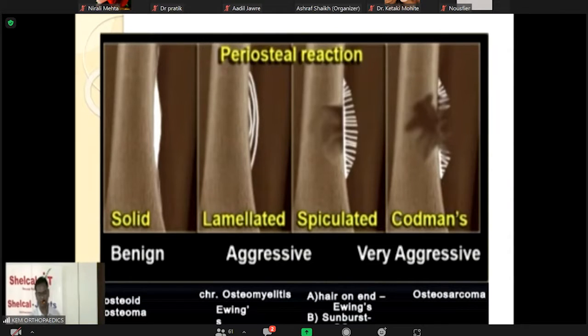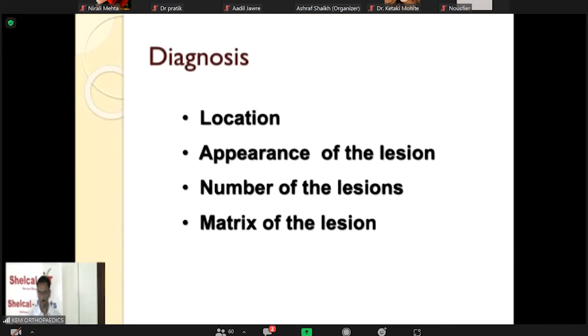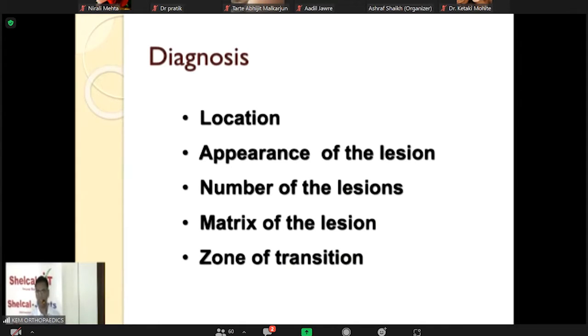Periosteal reaction, again, different types: solid, lamellated, spiculated, Codman's triangle, commonly seen in very, very aggressive types of lesion. So whenever you see a lesion like a tumor, we need to locate where it is: epiphysis, diaphysis, metaphysis. What is the appearance of the lesion, whether it is centric or eccentric, whether it's lytic or blastic, number of lesions, whether it's solitary or multiple, what is the matrix, what is the zone of transition. So these are the headings under which any type of lesion you have to describe. Okay. And periosteal reaction.